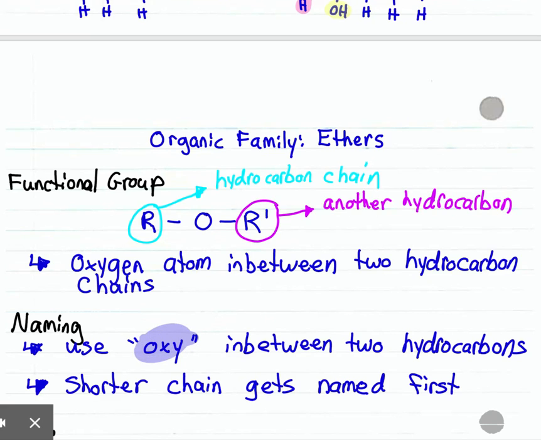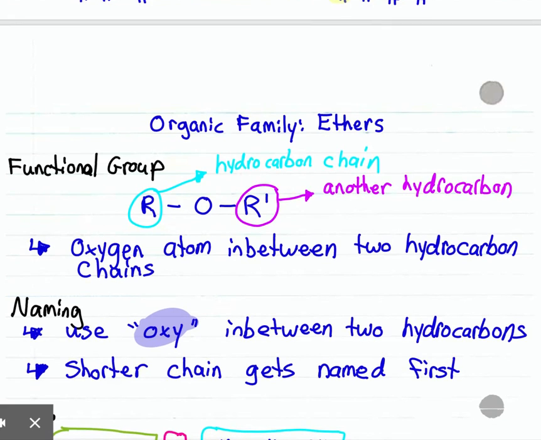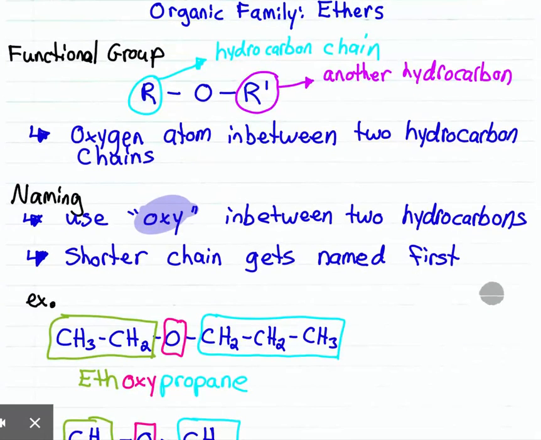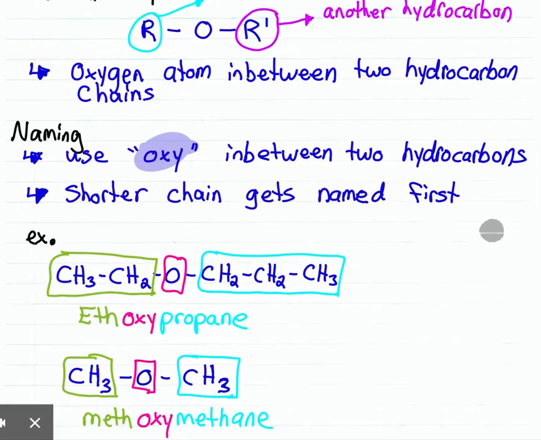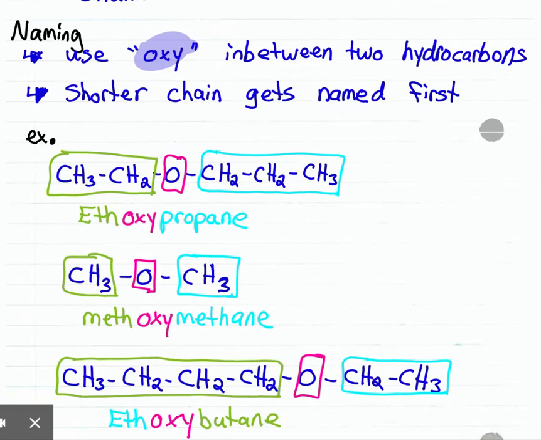Okay. Well, it's blue. You use the word oxy in between the two hydrocarbons. Now, one of the rules, though, for naming is that if you have hydrocarbon chains on each side of this oxygen, the shorter chain gets named first. So, for example, I have 3 examples right here. All of them are a hydrocarbon chain with an oxygen followed by another hydrocarbon chain.